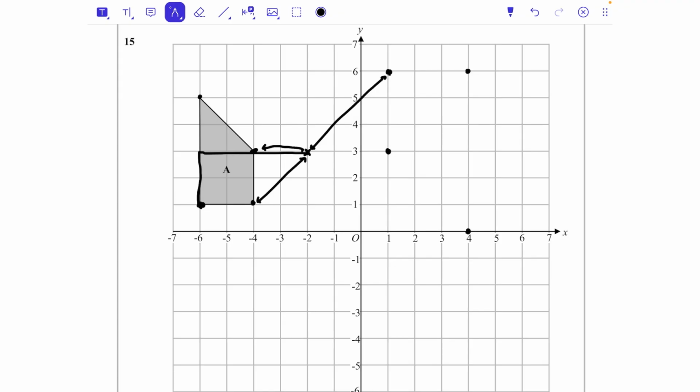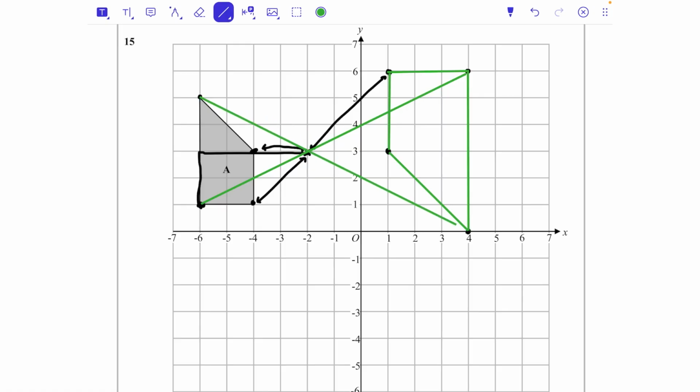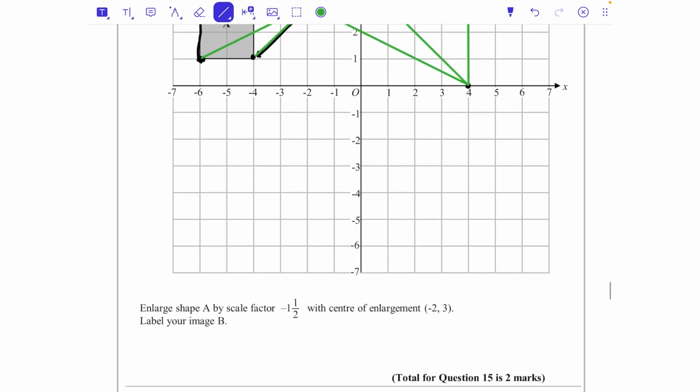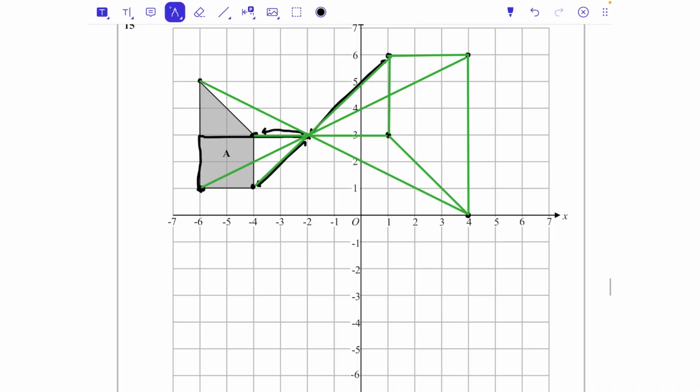So connecting up, or let's use my straight line. Connecting up those values. And it should look the same in the same proportion. Should be a similar shape. And you could draw all your lines on if you wanted. So going through the centre, all of the corresponding coordinates should match up and go through the centre of enlargement. You don't need to, but it sometimes looks quite nice. So there we go. So it looks like that. Did we have to label it? Label your image B. There we go. So let's just call that B.